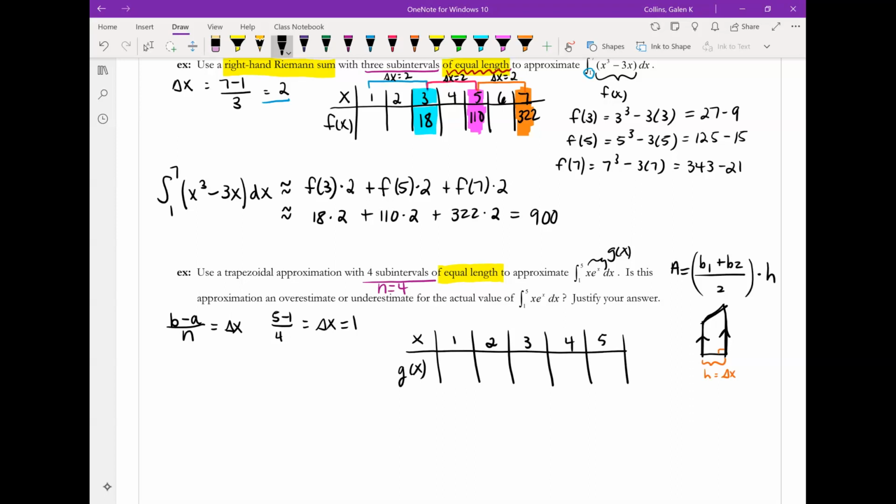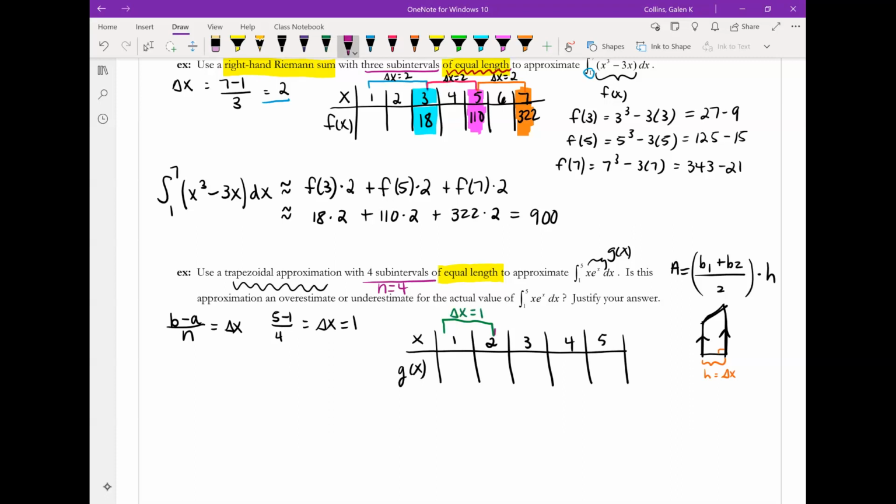Okay, so before we worry about filling in g, I'm not even worried about the function yet. By thinking about my table and this trapezoidal approximation, I want to understand what information I need in the table. When we do the trapezoidal approximation, because we need both bases, we need both sides, the left-hand side and the right-hand side of the trapezoid, unlike the Riemann sum. So our first trapezoid is going to start at 1, and the delta x is 1. So 1 plus 1 is 2.